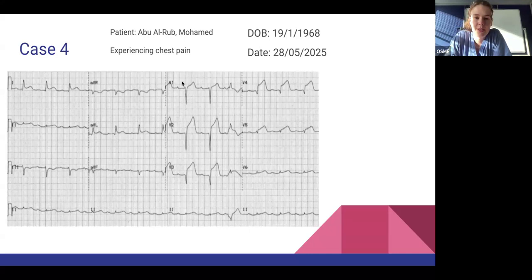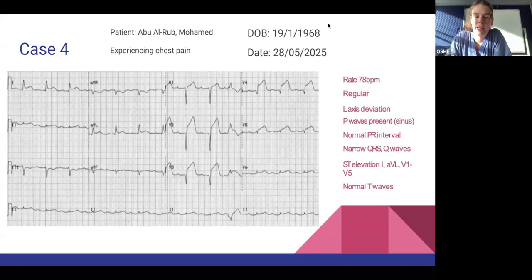Okay, so this is Mohammed. He's got chest pain. He has a rate of 78 beats per minute. It's regular. There's left axis deviation. The P waves are present, so he's in sinus rhythm. The PR interval is normal. The QRS complexes are normal, narrow. There are Q waves. There is ST elevation in the following leads: 1, AVL and V1 to V5, and normal T waves, which can be difficult to see. But hopefully, again, you can see that in the rhythm strip, like I mentioned before.